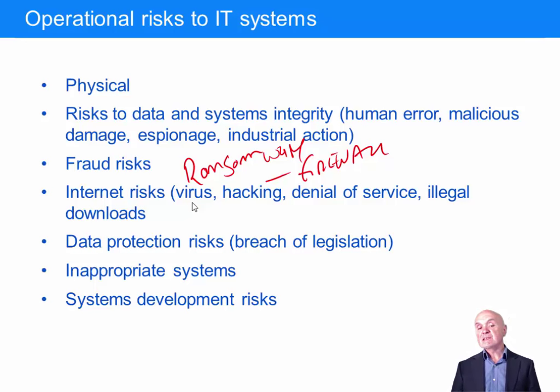Inappropriate systems. By this, I mean really that the system doesn't work very well, or you haven't updated it and it's got out of date. It doesn't do what employees or customers want it to do. It's maybe got left behind, or it's not useful. And this is essentially a strategic risk. This is a longer term risk that we are based on old technology that nobody really wants to use. And it can even be old technology which isn't properly supported anymore by the computer manufacturers.